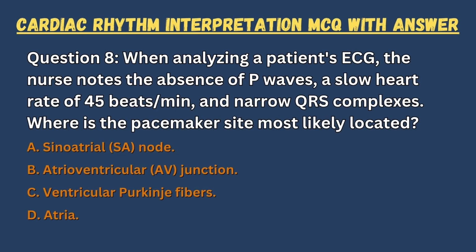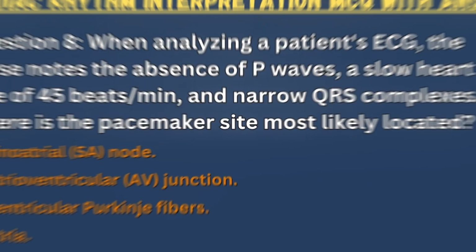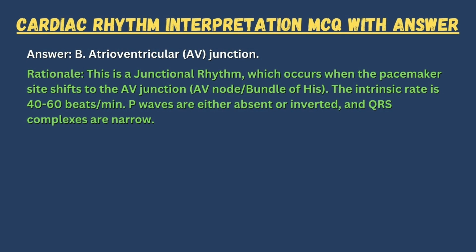Question 8. When analyzing a patient's ECG, the nurse notes the absence of P waves, a slow heart rate of 45 beats per minute, and narrow QRS complexes. Where is the pacemaker site most likely located? A. Sinoatrial SA node. B. Atrioventricular AV junction. C. Ventricular Purkinje fibers. D. Atria. Answer: B. Atrioventricular AV junction.